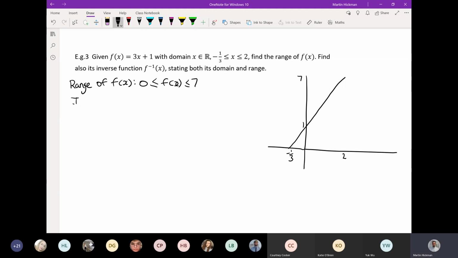Next, what we're going to do is find the inverse of this. So start off with y equals 3x plus 1. Rearrange this to make x the subject. Change the x to an f to the minus 1 and change the y to an x. Okay, so just x minus 1 over 3, or if you want to split it up like I've done there, it's just a third x minus a third.